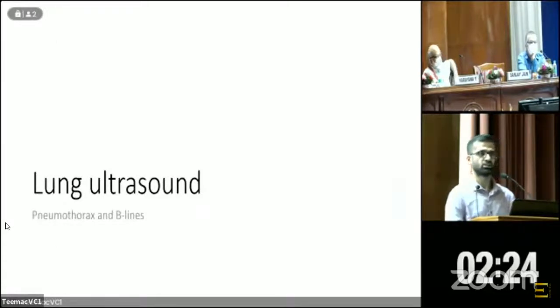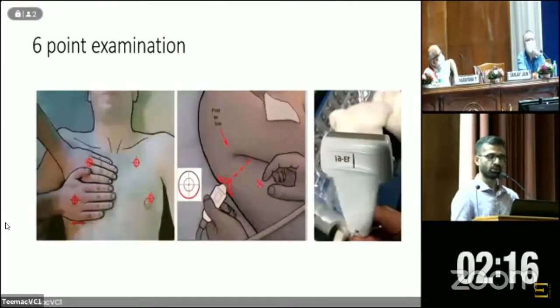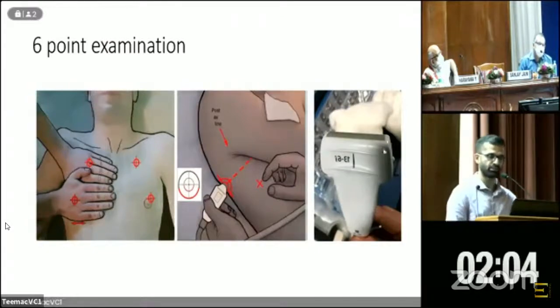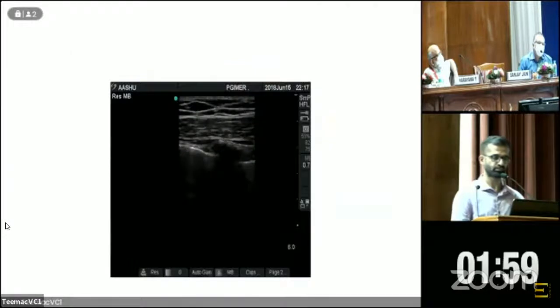So the lung ultrasound. Two features are important when we assess lung ultrasound for shock. The first is the pneumothorax and the second is the presence of B lines. To be methodical, we can use several protocols which are available. The simple one is the 6-point examination: 2 in the front, 1 at the back, both sides, right and the left. So 6 points can be examined using this superficial structures high frequency probe.